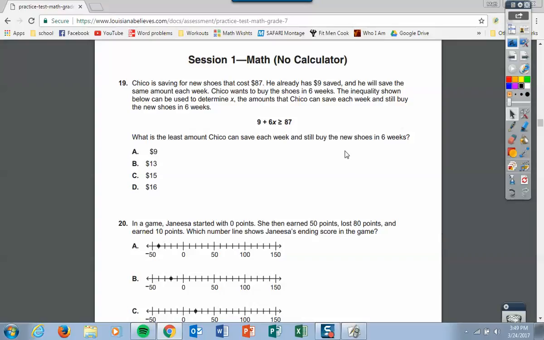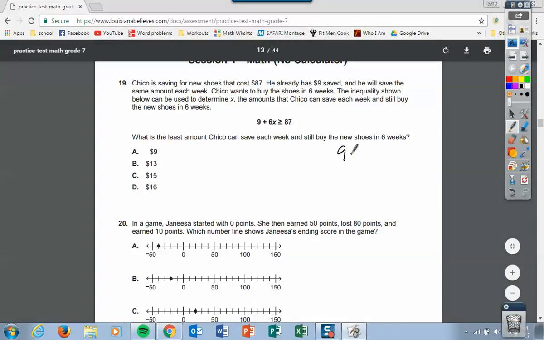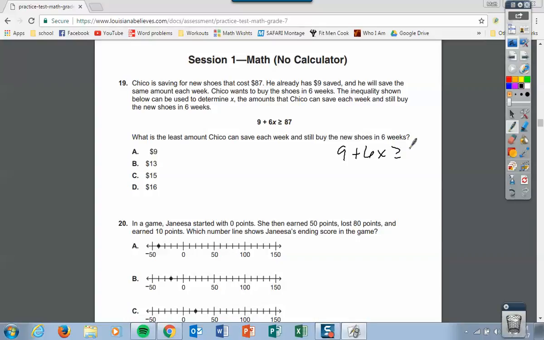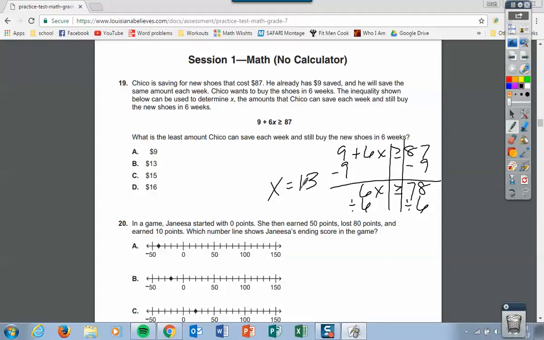We're just going to solve this via train tracks. 9 plus 6x is greater than or equal to 87. We solve inequalities the same way we do train tracks. Minus 9, 6x is greater than or equal to 78. Divided by 6, divided by 6. x is greater than or equal to $13 per week. Congratulations, Chico. Buy your new shoes.